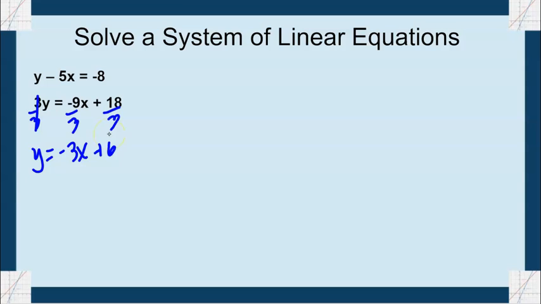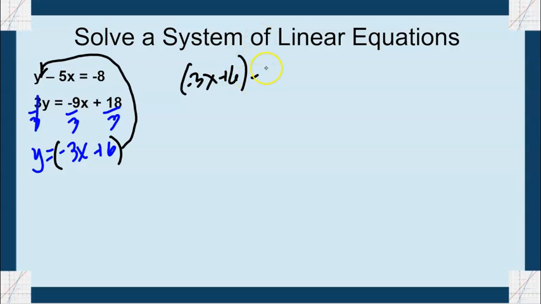So since this is what y equals, I can substitute this in for y of my other equation. So that means I'm going to have negative 3x plus 6, and then it says minus 5x equals a negative 8. Now I'm going to simplify it. Negative 3x minus 5x is a negative 8x plus 16 equals a negative 8.